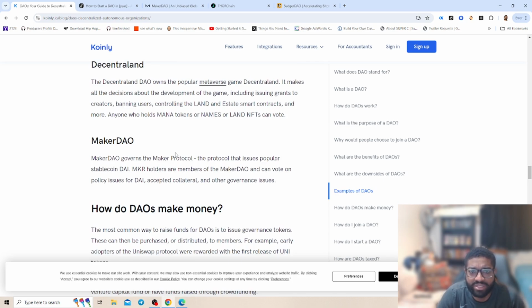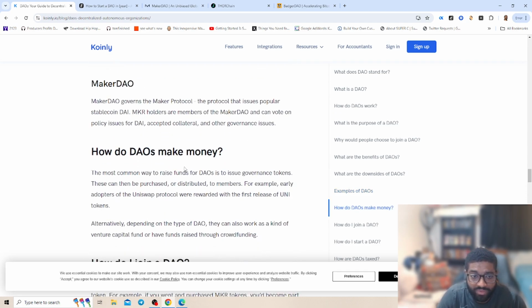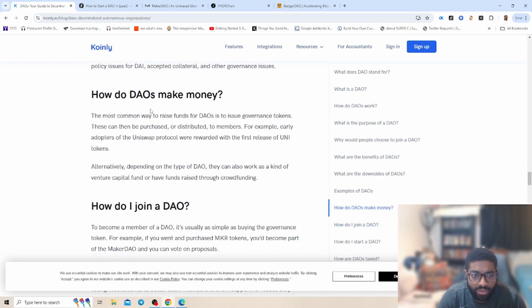Decentraland. Decentraland DAO is a popular metaverse. It makes all the decisions about the game, including issuing grants to creators, banning users, controlling the land of the state, smart contracts, and more. Anyone that holds MANA or LAND NFT can vote. So you have MakerDAO. That's one that we're going to go over in terms of a single chain. MakerDAO governs the Maker protocol, the protocol that issues the popular stablecoin DAI. MKR holders are members of the MakerDAO and can vote on policy issues for DAI, accepted collateral, and other governance issues. So let's actually read a little bit of this.